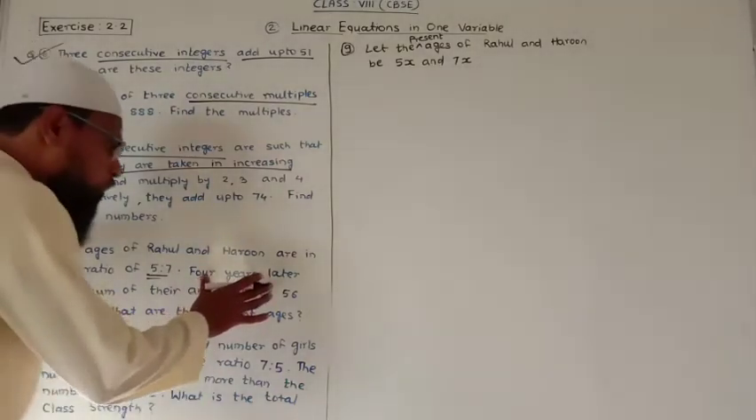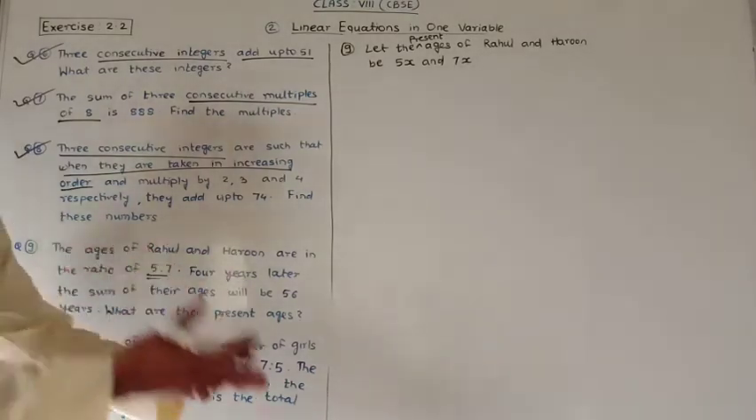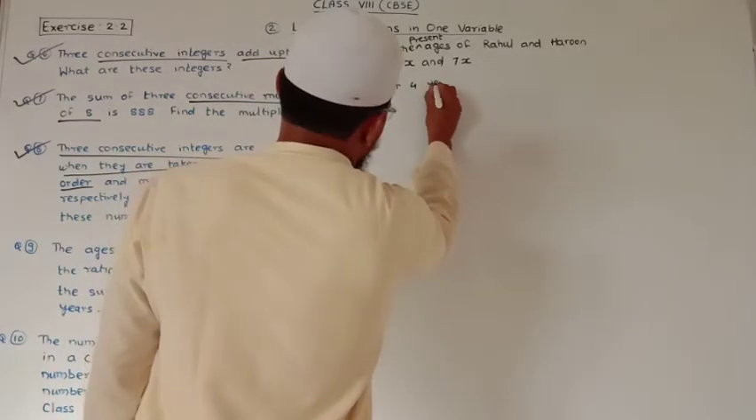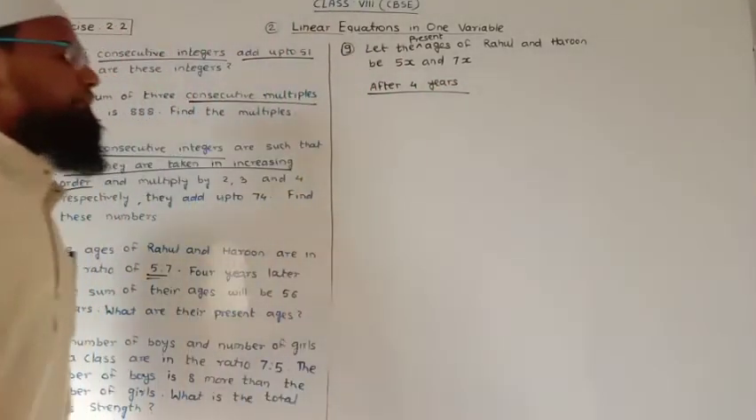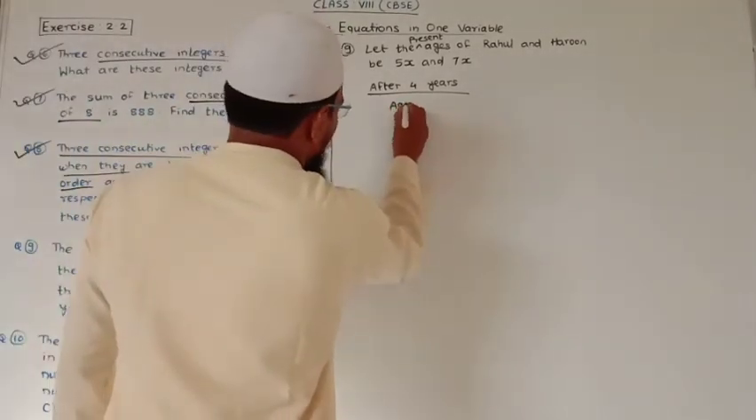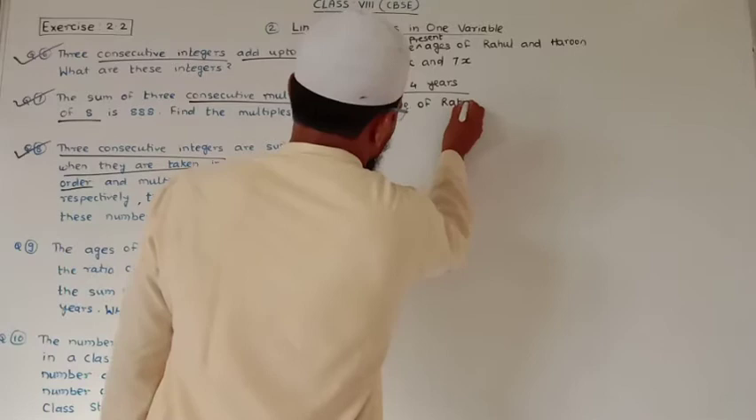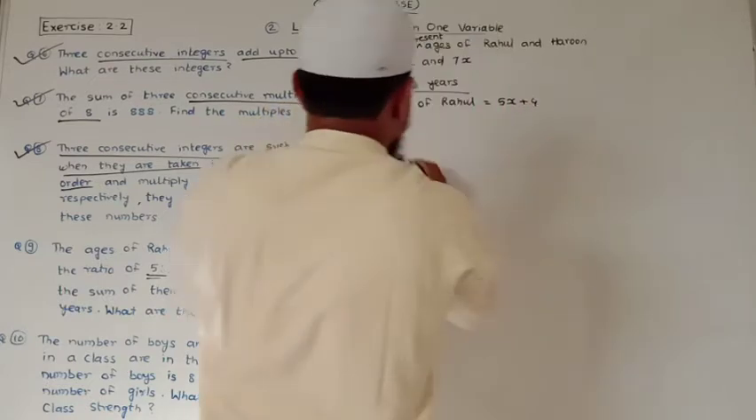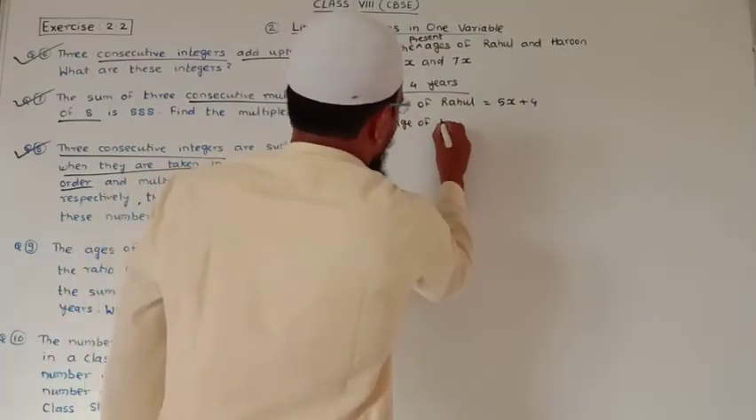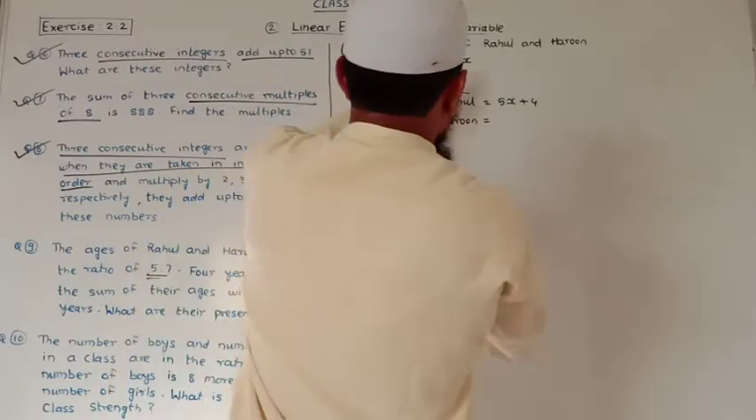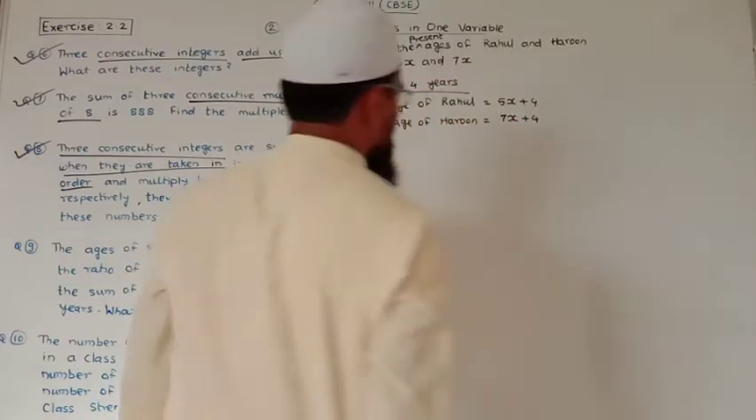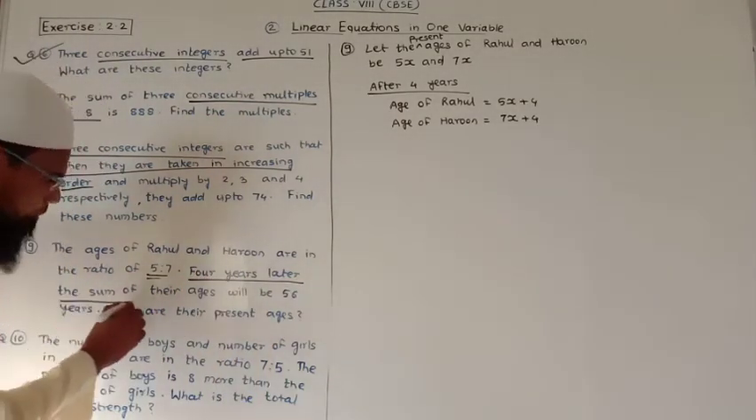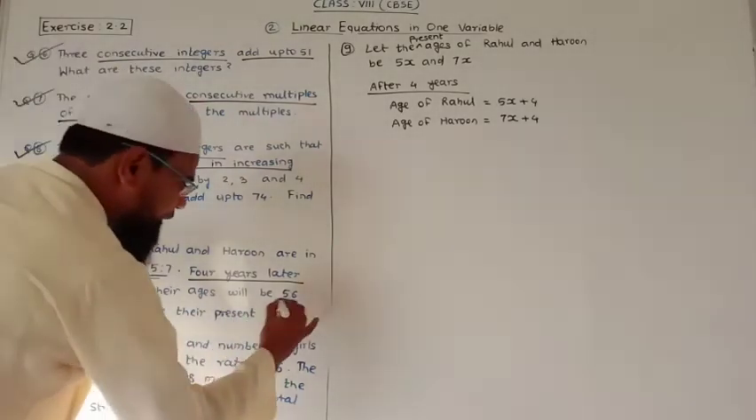So 4 years later means after 4 years. We write here: after 4 years, what happened? The age of Rahul becomes present plus 4, that is 5x plus 4, and obviously the age of Harun is 7x plus 4. After 4 years, the sum of their ages will be 56.